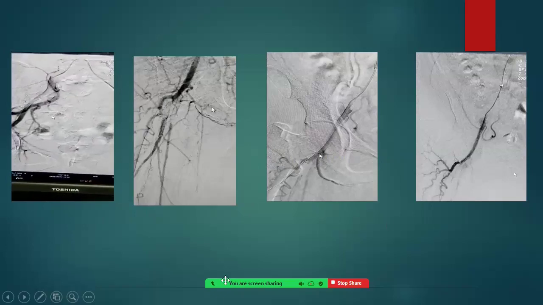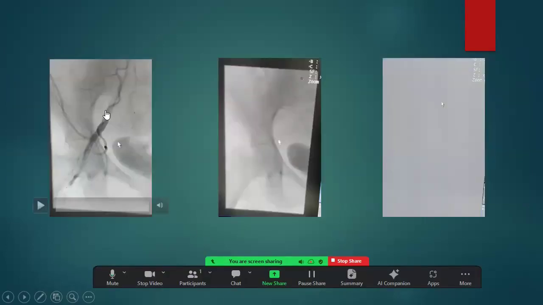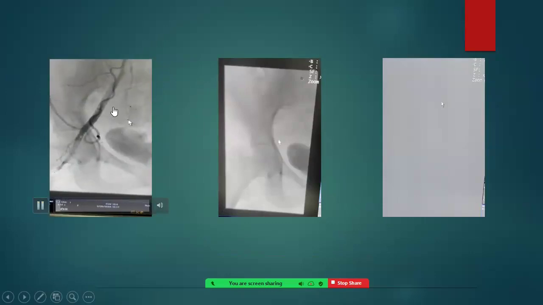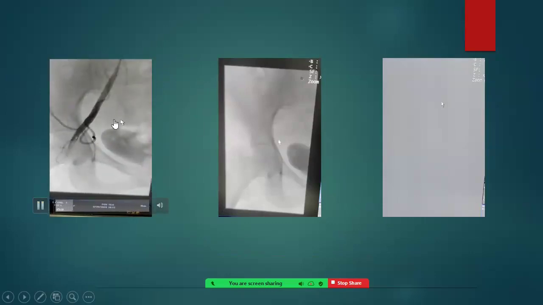While doing this case, from the crossover sheath, while taking the angio, we did not attach the saline flush to the crossover sheath. The large thrombus which formed within the sheath extended to the external artery. So everything was gone, no flow in the profunda.